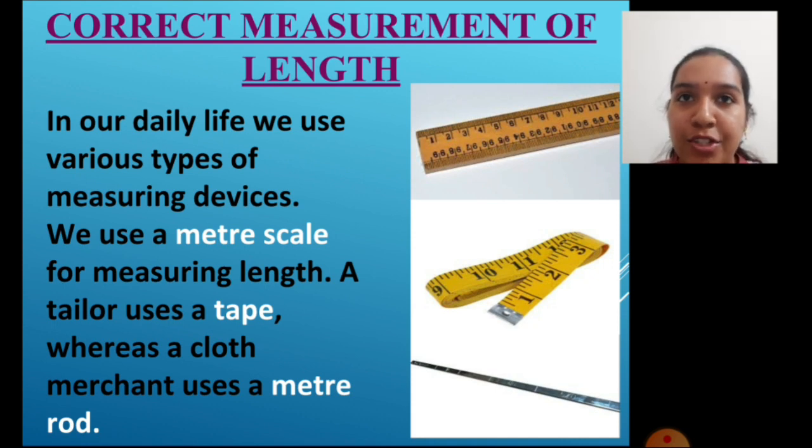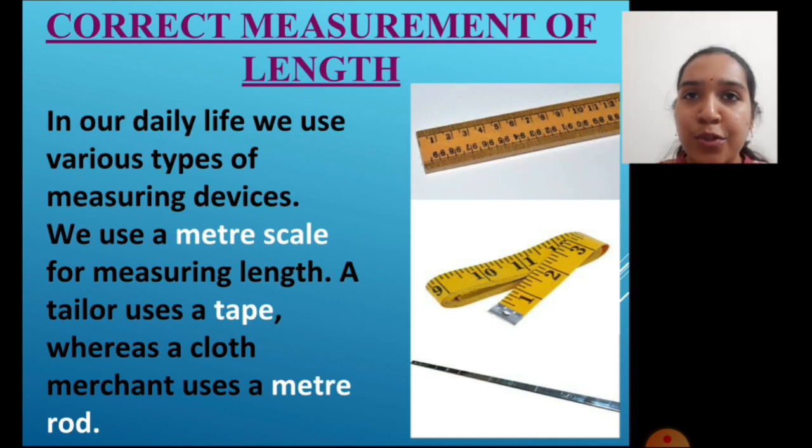Here in the images, you can see from top to bottom, first the meter scale where markings up to 100 centimeter is shown on the scale. That is 1 meter is equal to 100 centimeters. Hence, it's called as a meter scale.